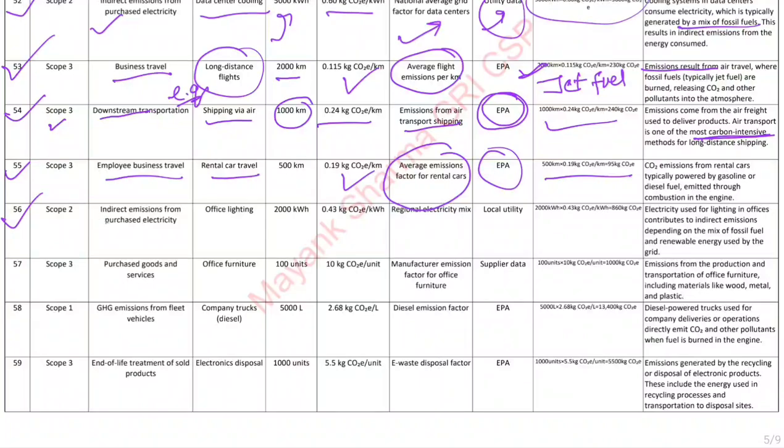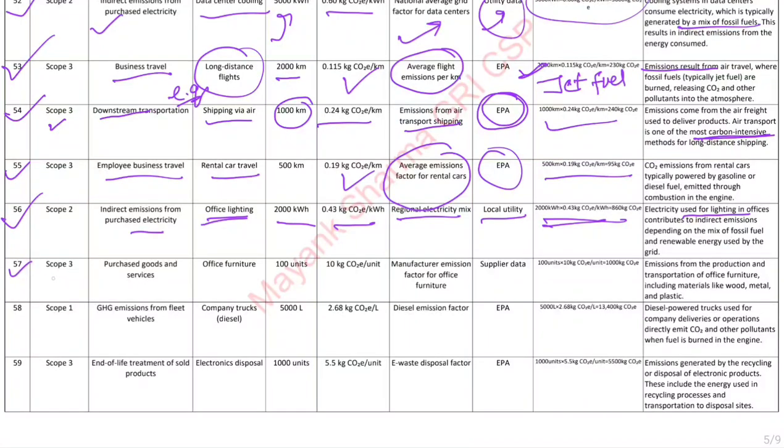56 is scope 2, indirect emission from purchased electricity, like electricity consumed for office lighting purpose, 2000 kilowatt. Okay, emission factor, the regional electricity mix is giving the data for emission factors. Local utility we refer to for this, and there is a calculation, electricity consumed multiplied with the emission factors. So as you know, we are using electricity for lighting purpose in the offices, which is contributing indirectly to emissions depending on the mix of fossil fuel.